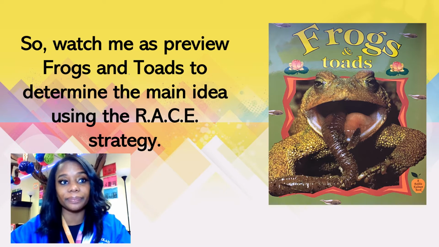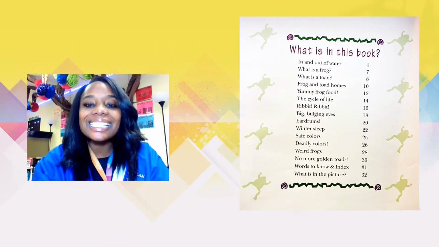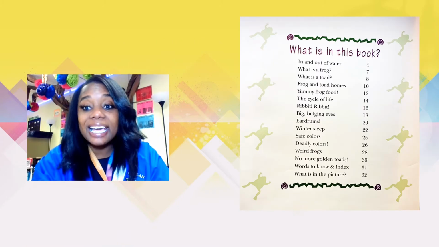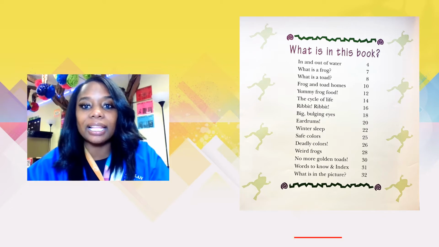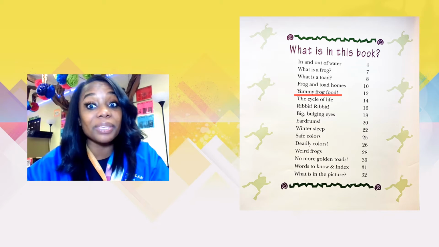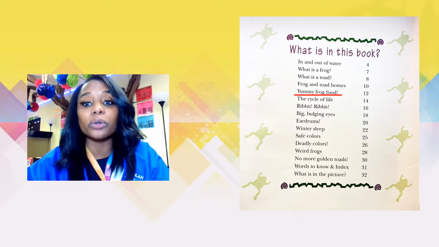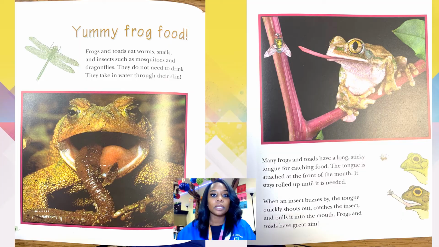So watch me as I preview our book, Frogs and Toads, and determine the main idea using the RACE strategy. So let's look at our table of contents. And our table of contents tells us what is in this book. We're going to focus today on the section entitled Yummy Frog Food, found on page 12.